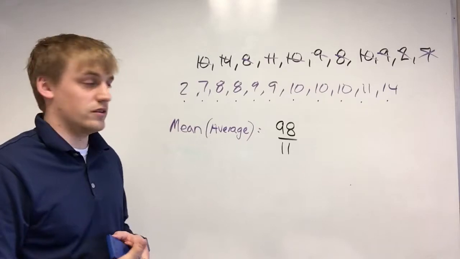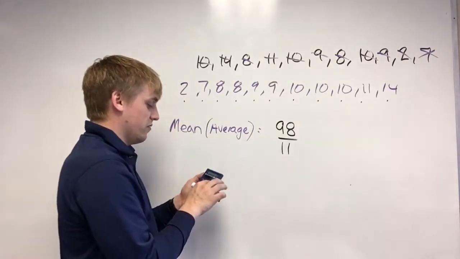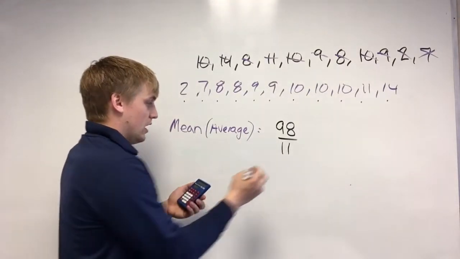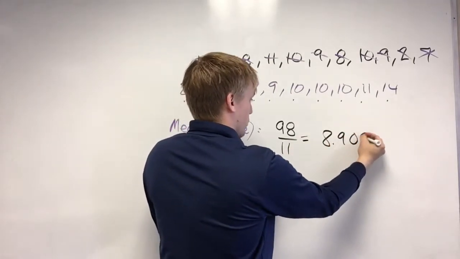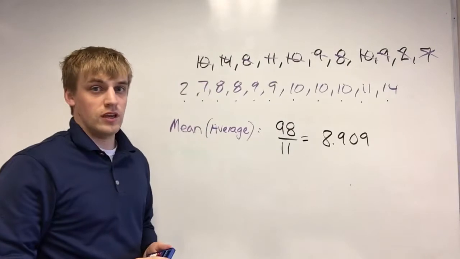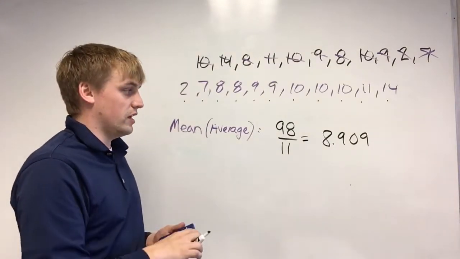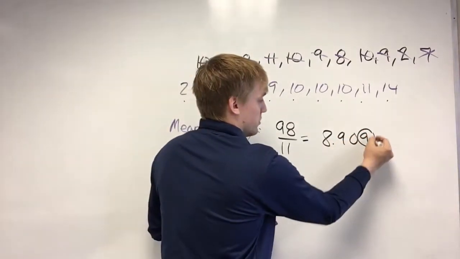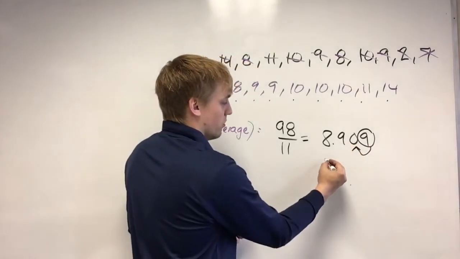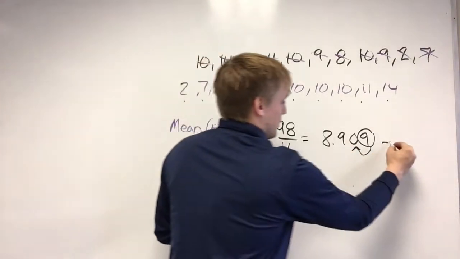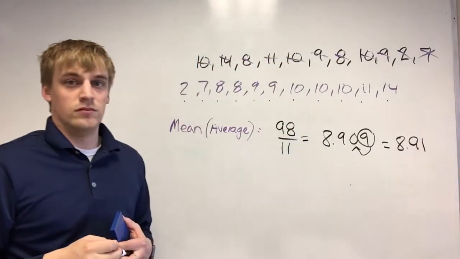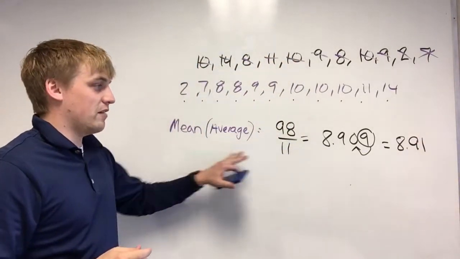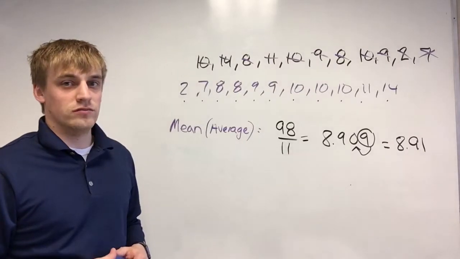I got the same answer. So now I take 98 and I divide by 11, and I get a decimal, 8.909, and it goes on. Okay, if you use your calculator, you'll see that. And I'm just going to round to the hundredths, so this 9 tells that 0 to go up. So my mean equals 8.91. My mean, or my average, is 8.91.